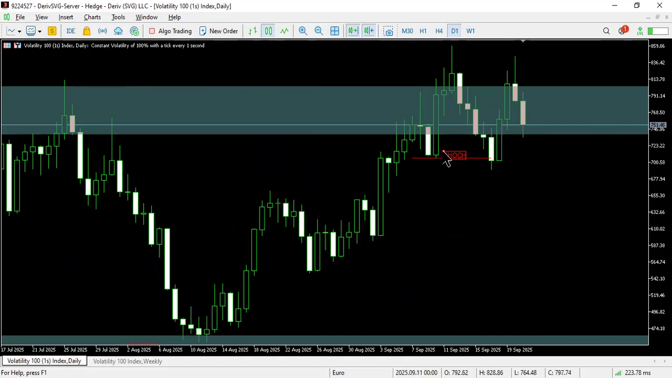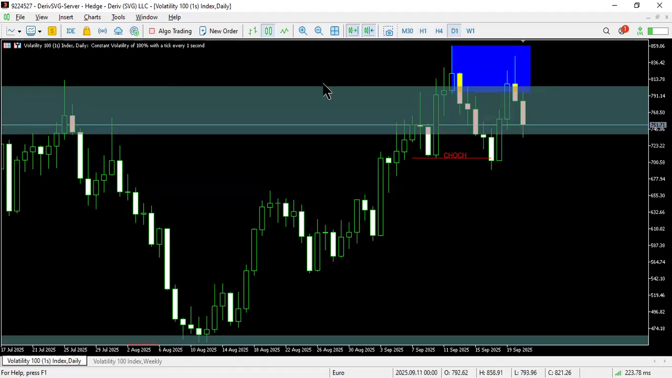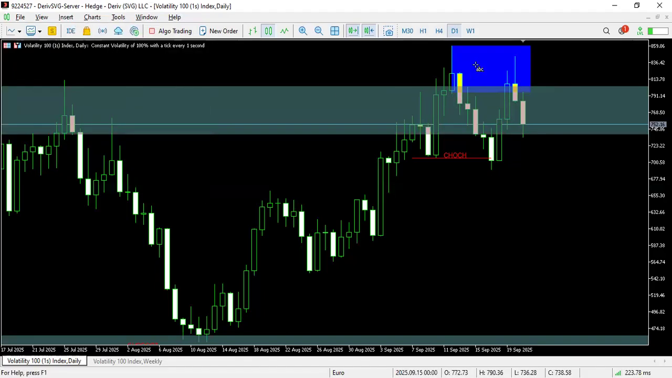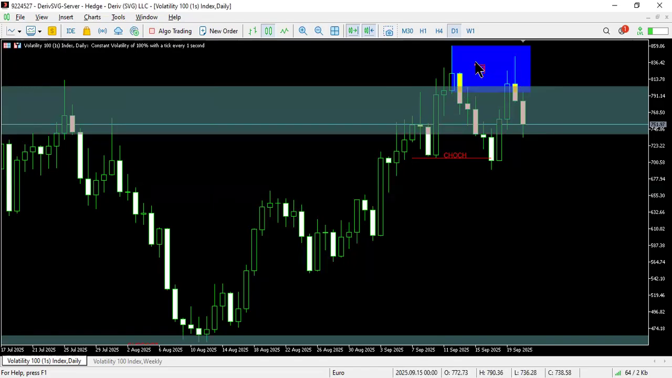And when a change of character happens, price will always go back to the order block which caused that change of character. In this case, it is that order block where price stepped in, and then we are getting a move to the downside. So from the daily time frame, we can see that price has reversed from that resistance level. Therefore, we are going to be looking for selling opportunities.